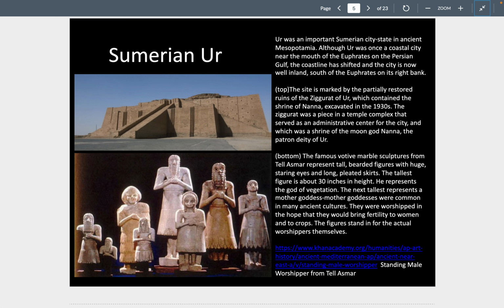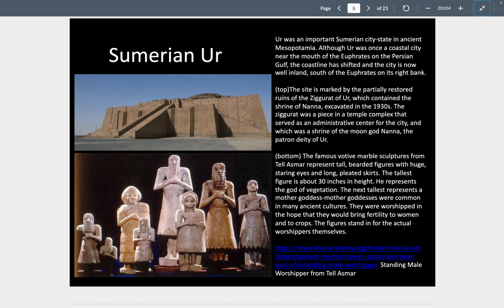So Ur is one of the oldest of the cities. In Ur, we have a restored ziggurat that contained the shrine of Nana. She is an important goddess in relationship to fertility and farming. Her other name is Isis. This ziggurat would have been a temple complex that was an administrative center, and then also a shrine for the moon god Nana.